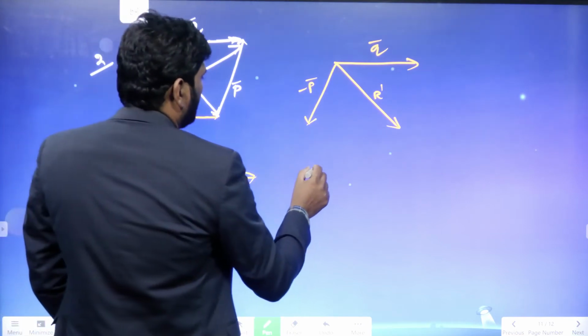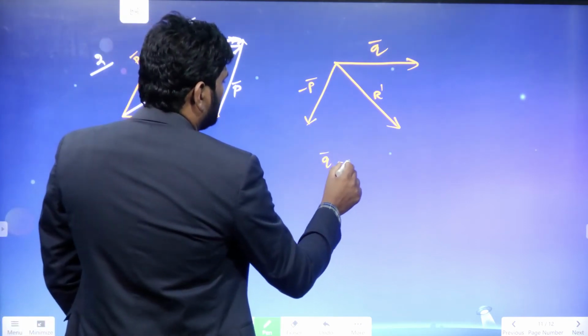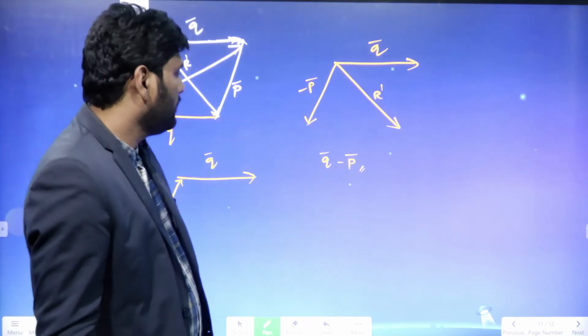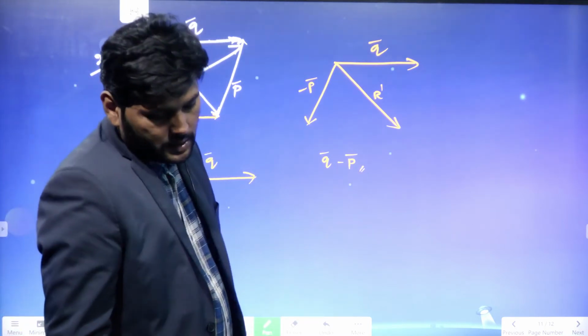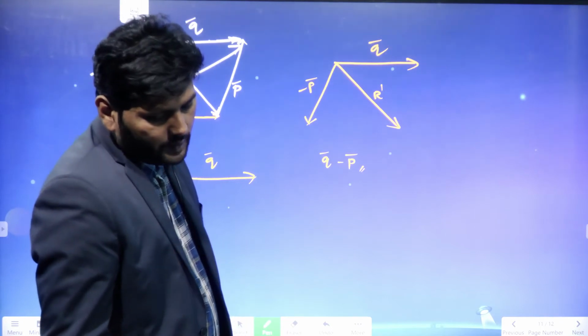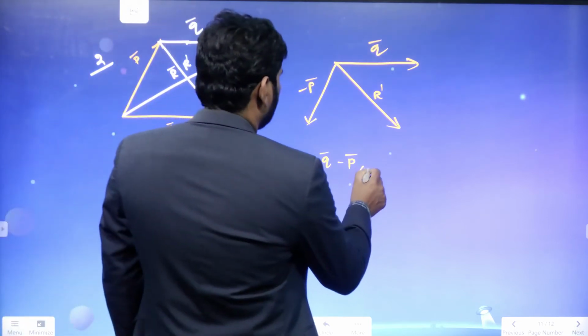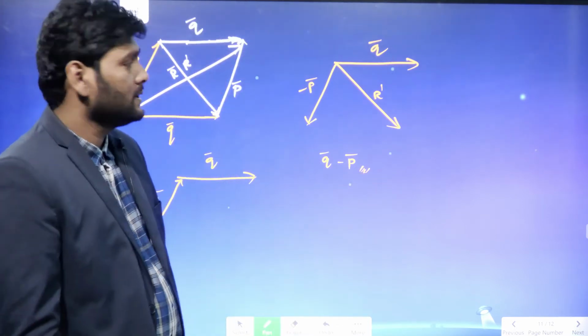So finally what can we write? Q bar minus P bar will give the other diagonal. Q bar minus P bar, that is nothing but the second option. Option 2 will give our answer. So write down.